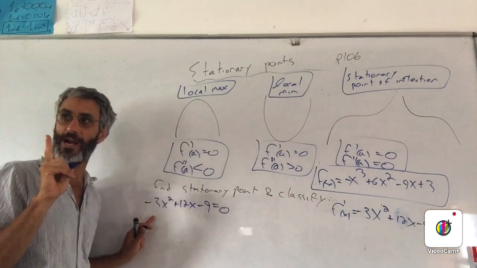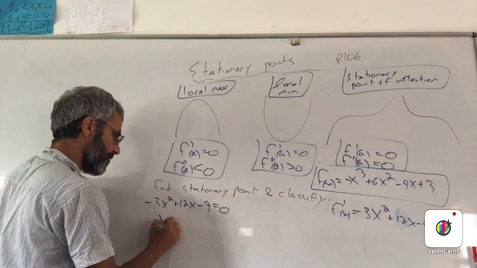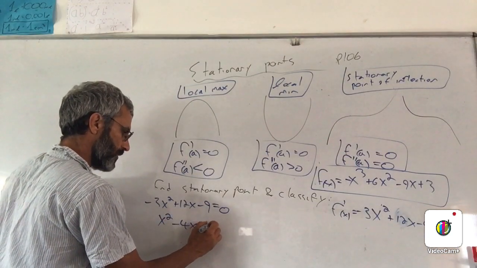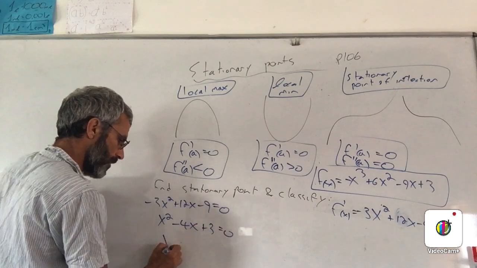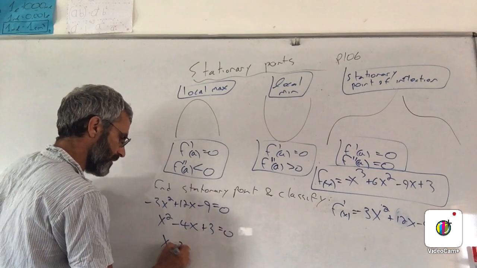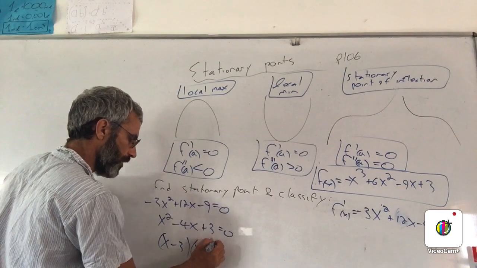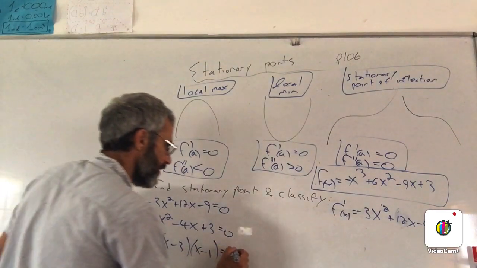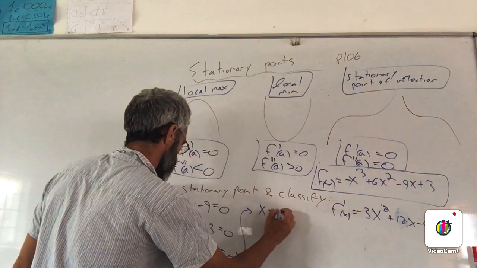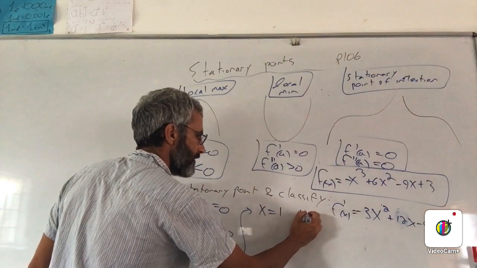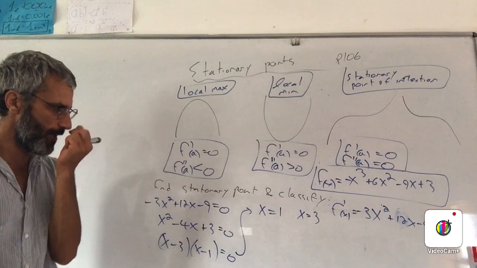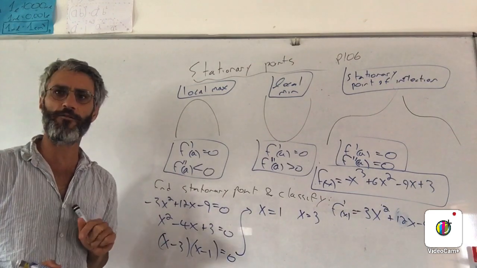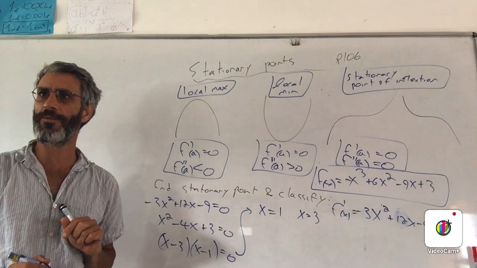Divide by minus 3, I would say. Okay? So it's going to be x squared minus 4x plus 3 equal to 0. We can see that it's x minus 3, x minus 1. So we found the two stationary points. Can you still see here? Okay? There's two stationary points, x equal 1 and x equal 3. But at this point, I don't know what kind of stationary points they are, right?